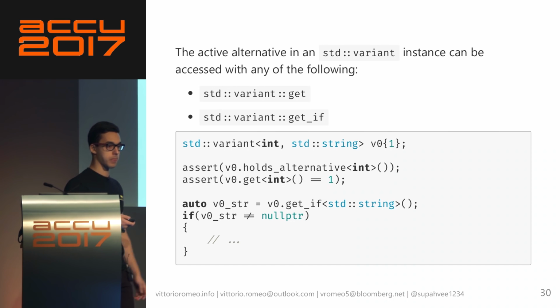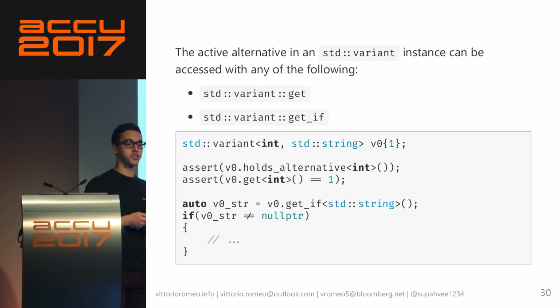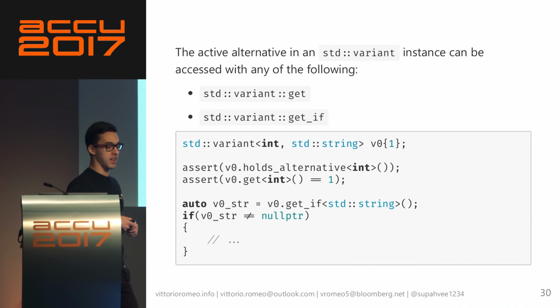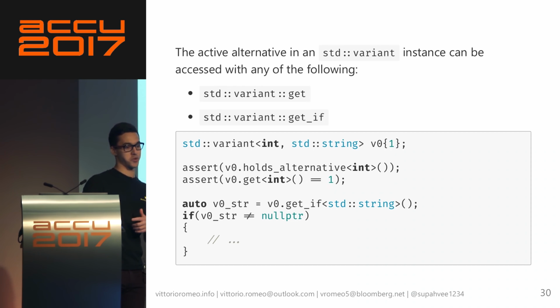Why doesn't it return an optional? So the question is, why doesn't it return an optional? I think the problem there is that you don't want to copy the value. So you would have to return something like an optional reference. Yeah, but that's not supported by std::optional.